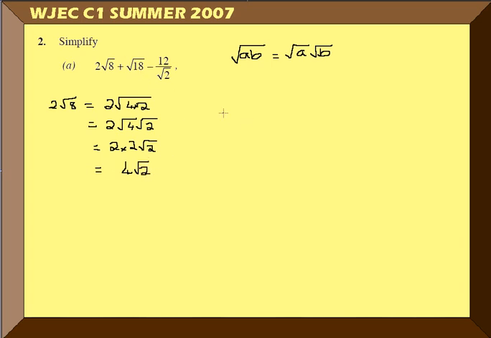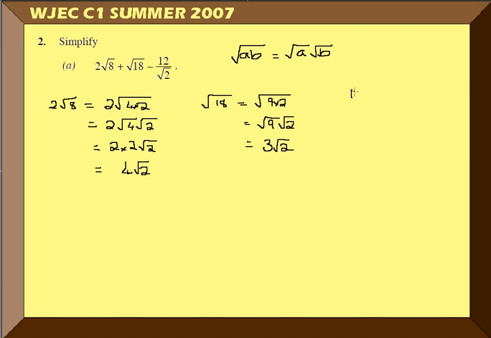Next we're going to look at root 18 in very much the same way. So the square root of 18 is the square root of 9 times 2. Pick 9 because of course it is a square number and it's going to allow us to simplify our surds quite easily. The square root of 9 is 3, so we simplify to 3 root 2.